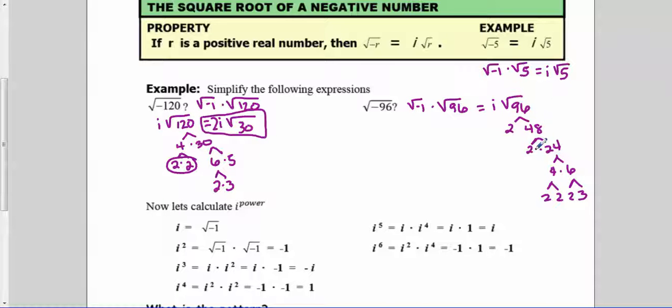So these 2's can come out as a 2, and these 2's can come out as a 2 also. So I have i outside. I also have a 2 and another 2. So I have 2 times 2 times i, and what's left underneath is 2 times 3. I have 6 underneath my radical. Then just put these all together to be 4i root 6.